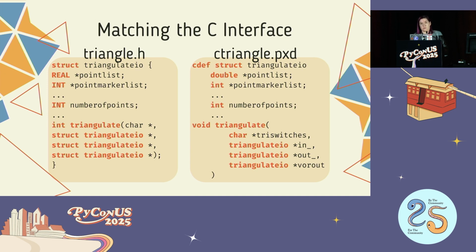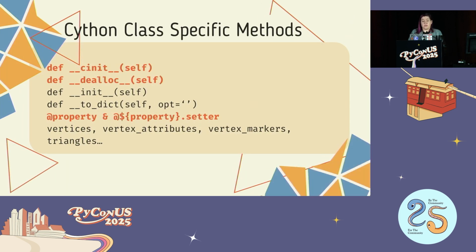So triangulate is the magic method that does everything, so I needed to have an interface in my Python and Cython code that would basically call the C program, or mirror the C program. There are a couple of additions to Cython classes. If you are doing a cdef class, you have this __cinit__ method, the __dealloc__ method, and then I also had a lot of bookkeeping methods for setting properties and retrieving them, mapping them from the C struct into a Python object.